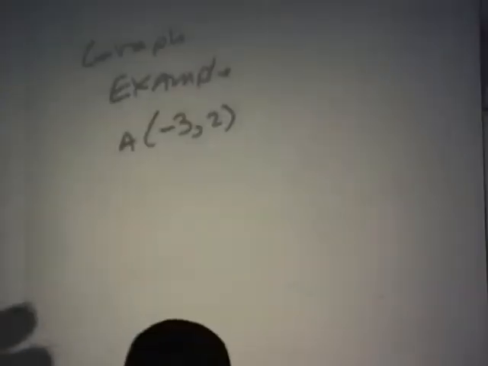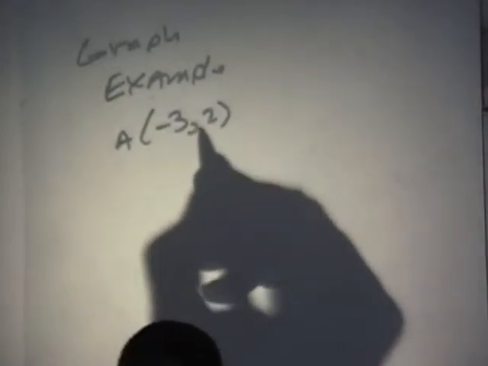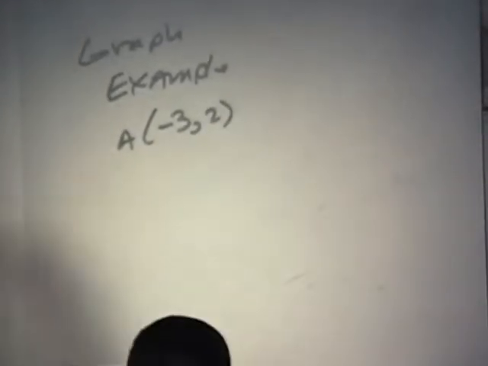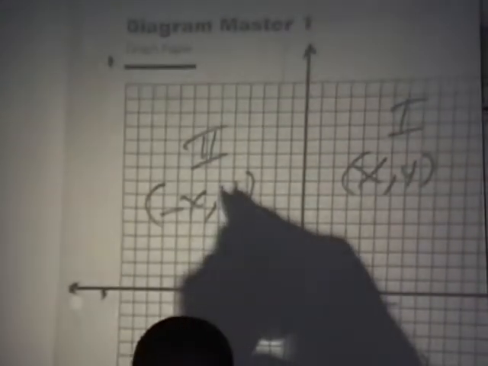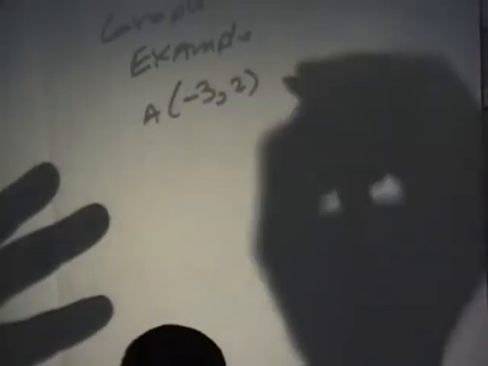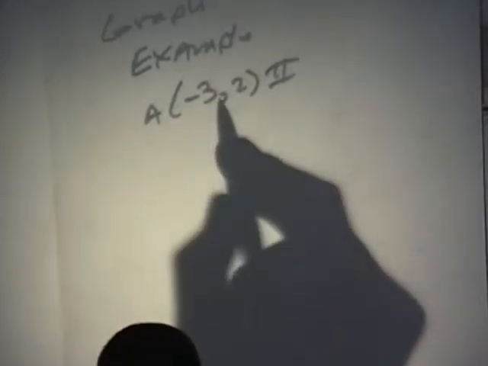So you should be able to tell by the signs of these coordinates what quadrant these ordered pairs are in. So let's go back. Let's look at -3, 2. So which quadrant is that in? As you can tell, it's going to be in the second quadrant. So we can write second quadrant. Now, let's plot that, okay?